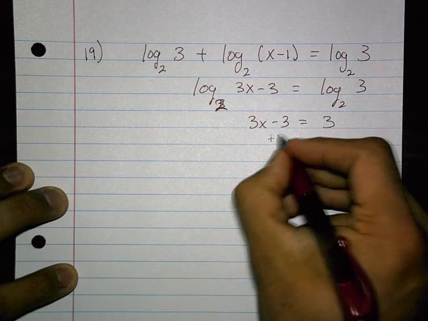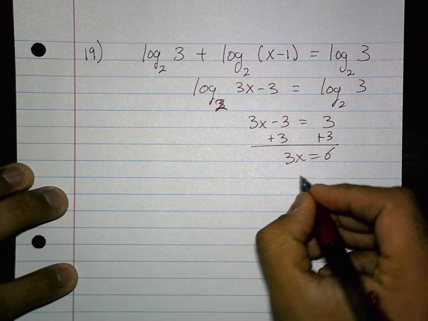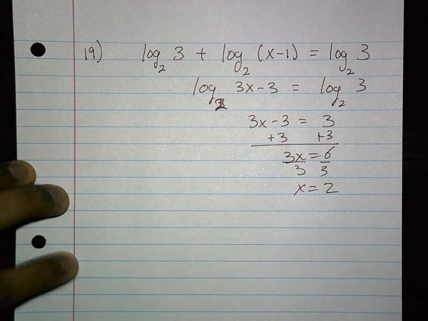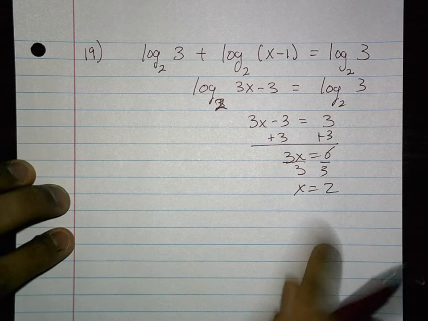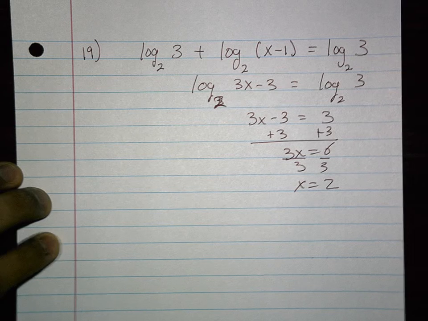I'll go ahead and solve here. Add 3 to both sides. Divide by 3. And x equals 2. Once again, checking for extraneous solutions or things that don't fit here. If I plug in a 2 right there, I will get a positive number, so I am okay.